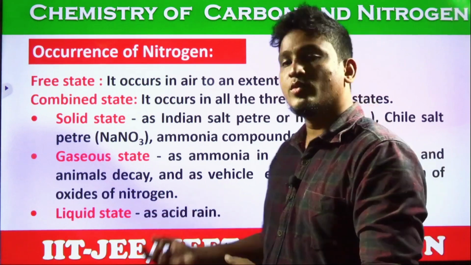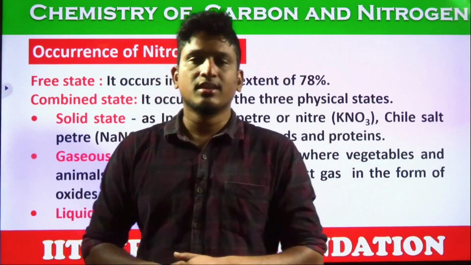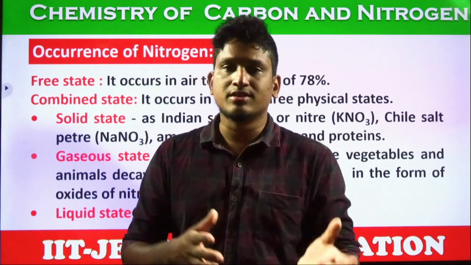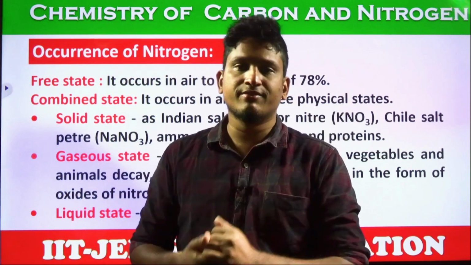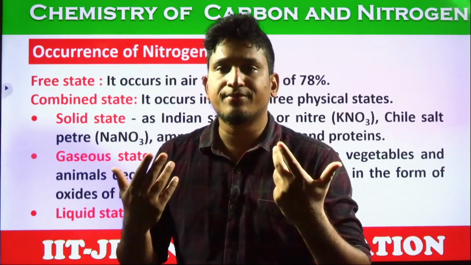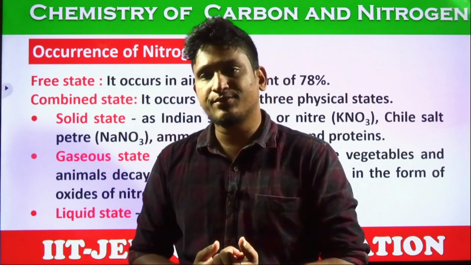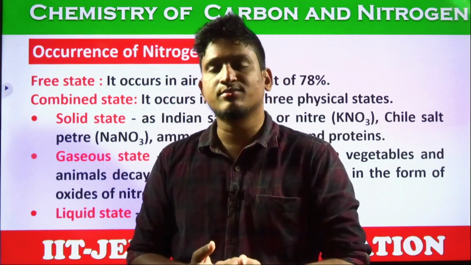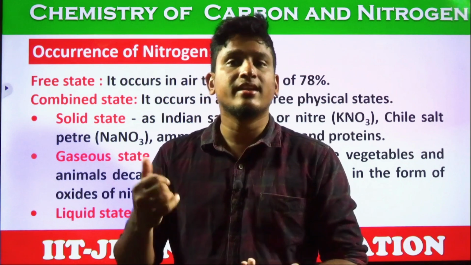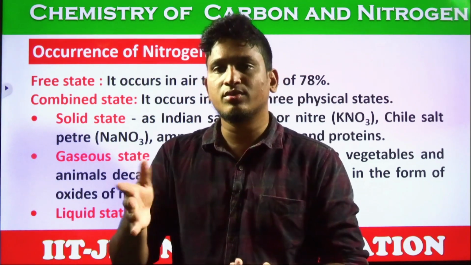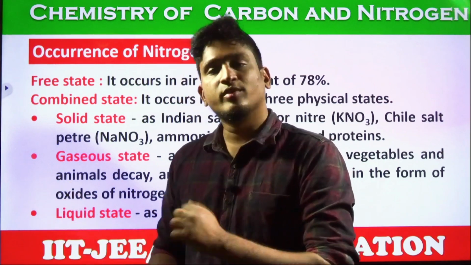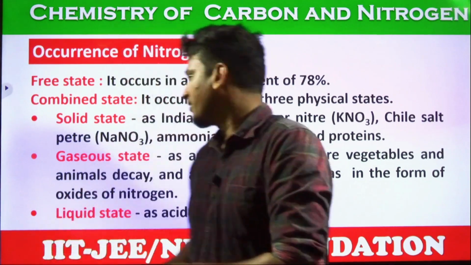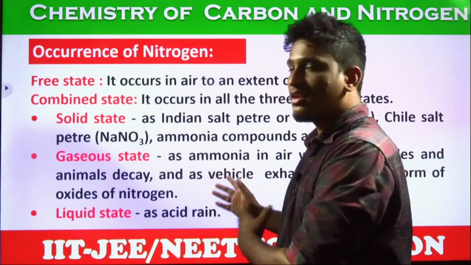And in the liquid state, it is mostly found as acid rain. What is acid rain, students? When oxides like carbon dioxide, sulfur dioxide or nitrogen dioxide react with H2O present in the air, they form the respective acids. For example, if CO2 reacts, what does it form? Carbonic acid. If SO2 reacts, it forms sulfurous acid, or sulfuric acid if it is SO3. If NO2 reacts, it forms nitrous acid as well as nitric acid, HNO2 and HNO3. So in liquid form also it is available, as well as liquefied nitrogen, which has many uses, students, mainly in the medicinal field. So this is all about the occurrence of nitrogen.